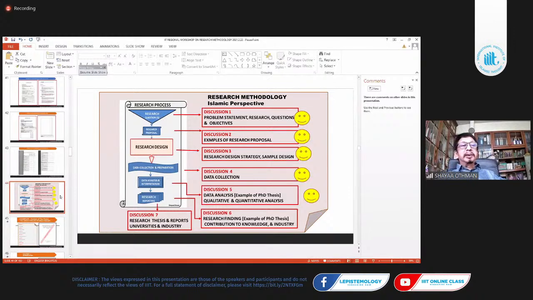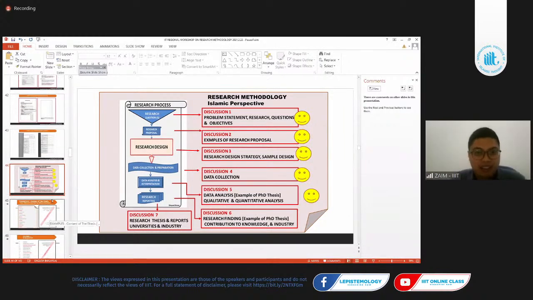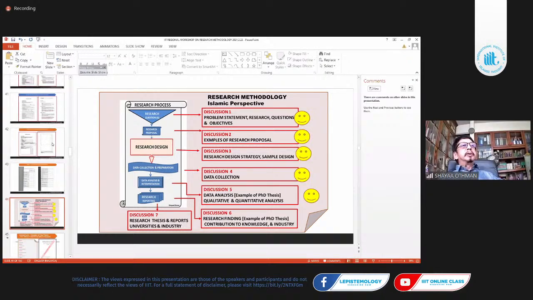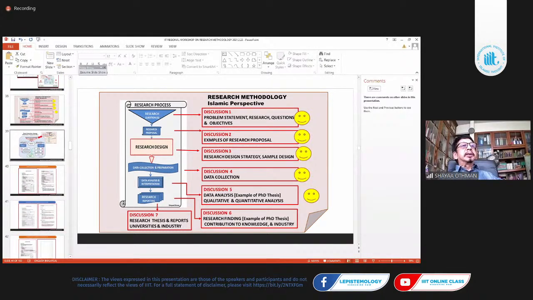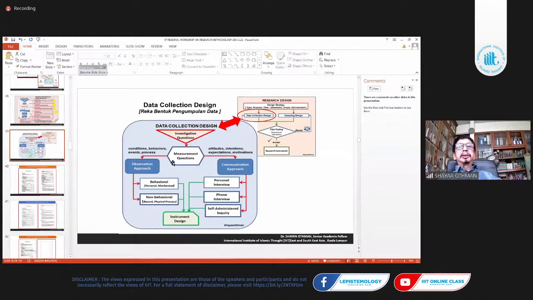Data analysis. We have discussed data analysis just now. So anyway, when it comes to data collection, there are many methods. For example, you can look at data collection here: the measurement question, the communication approach. It can be personal interview.